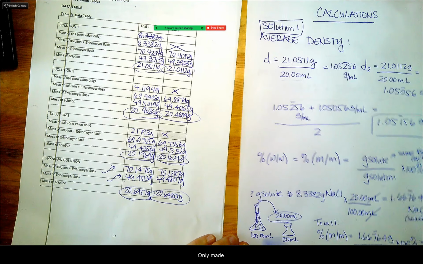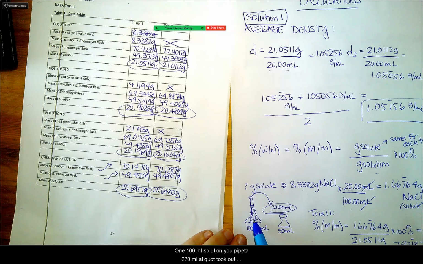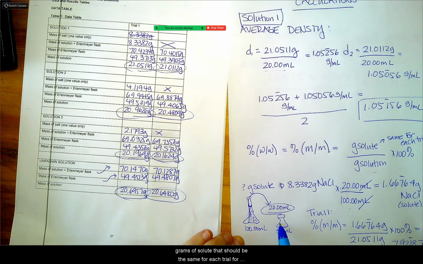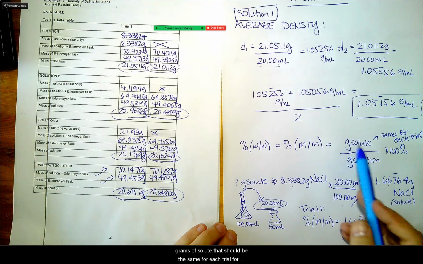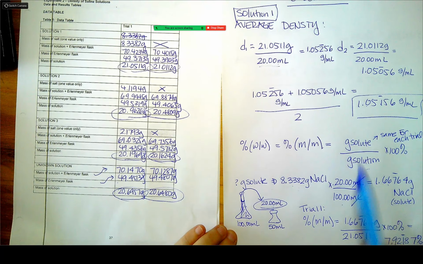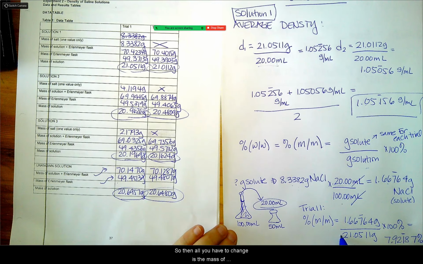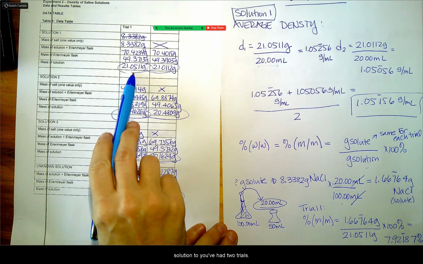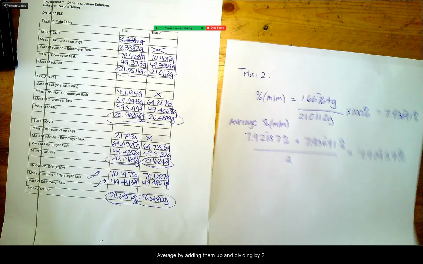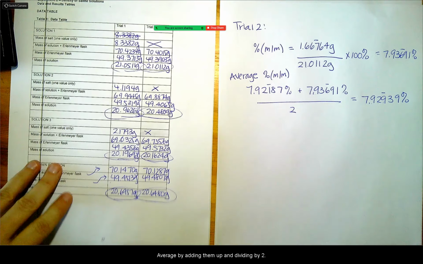Okay, you should have only made one 100 ml solution. You pipetted a 20 ml aliquot, meaning you took out a small amount. Then you put it into your 50 ml Erlenmeyer flask and got the mass. So the grams of solute should be the same for each trial for that particular solution. So then all you have to change is the mass of solution because you've had 2 trials. Then you get the average by adding them up and dividing by 2.